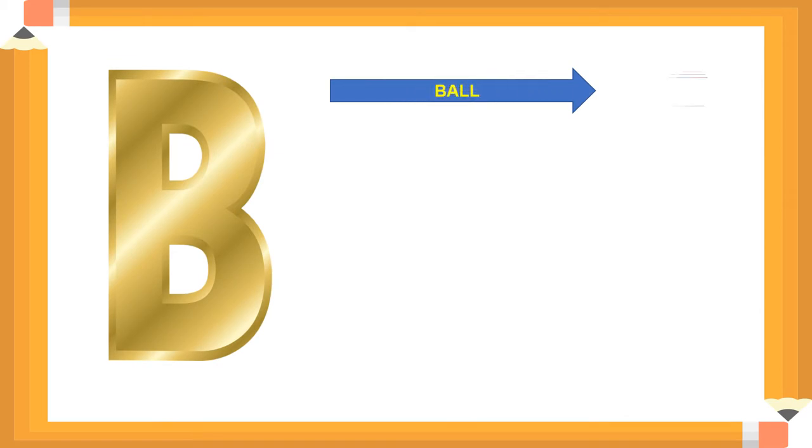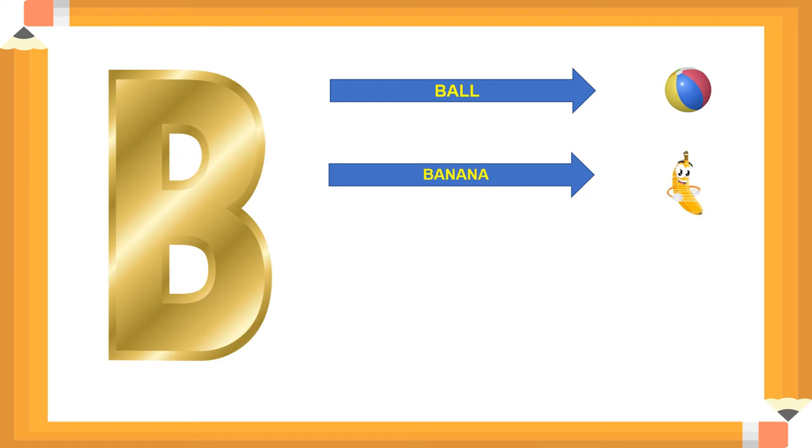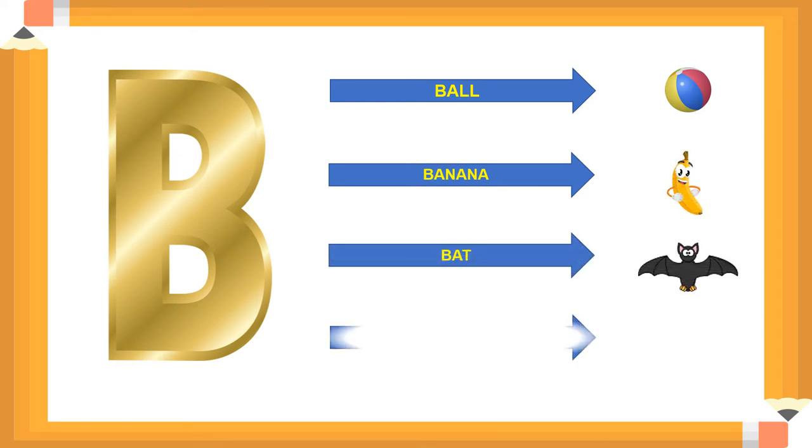Alphabet B. B for Ball. B for Banana. B for Bat. B for Bluetooth.